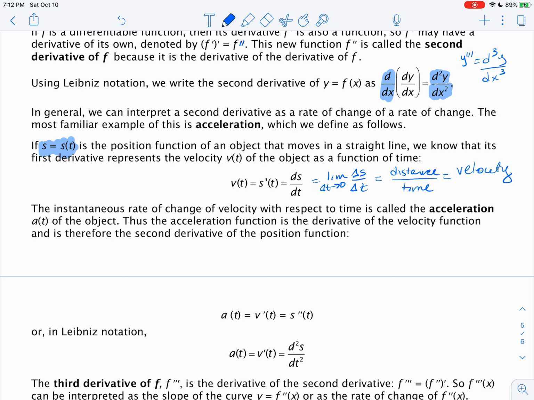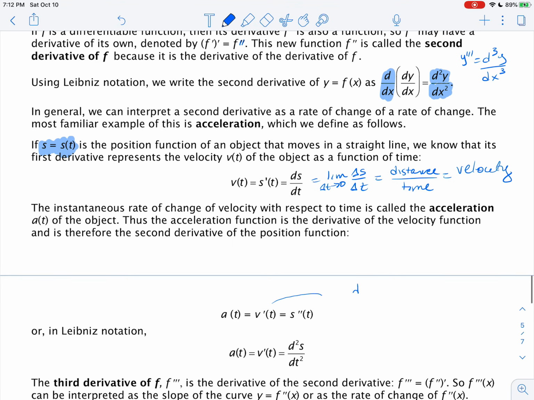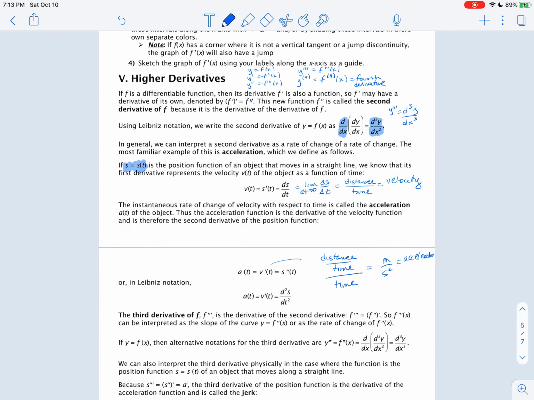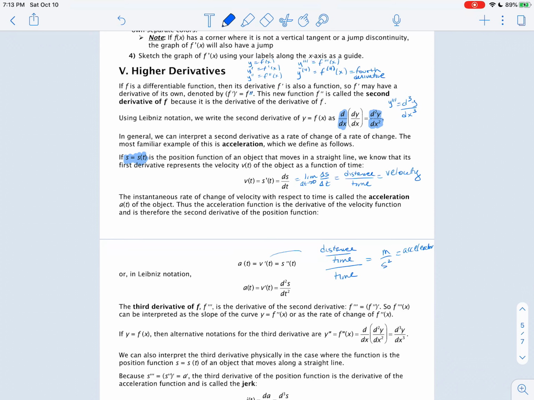Okay, and with velocity, if we take the derivative of velocity, this is going to be the distance per time, which is going to give us something like meters per second squared, and that's going to give us an acceleration. Good. And so we do have many opportunities or useful things to do for higher order derivatives.